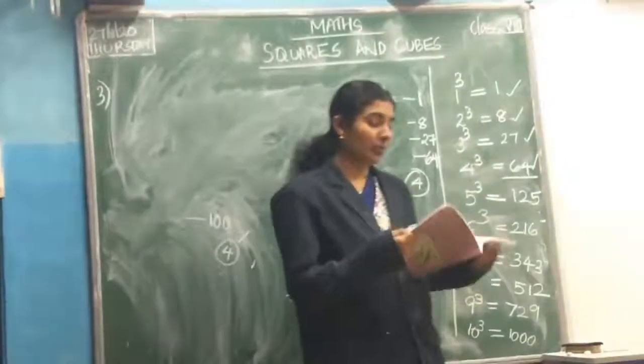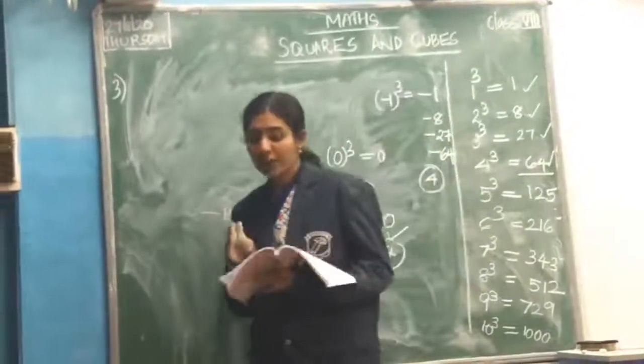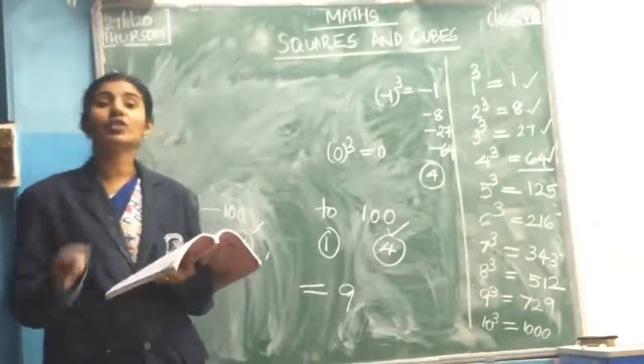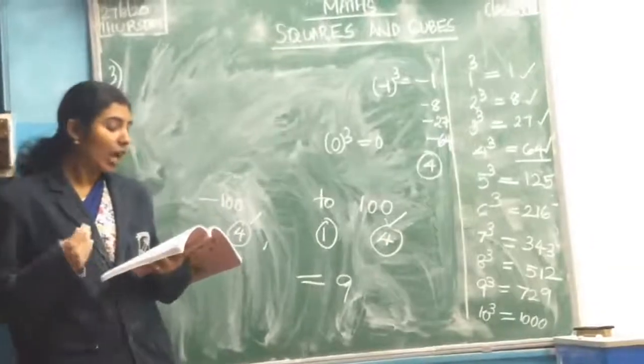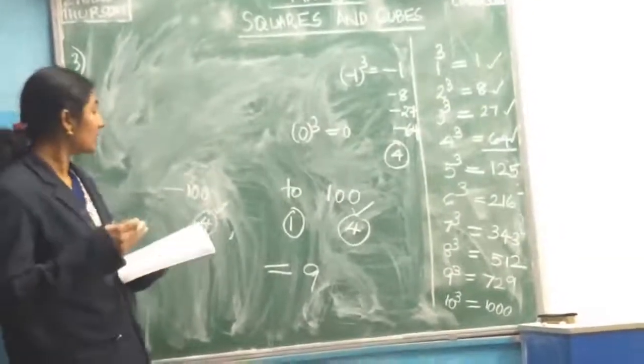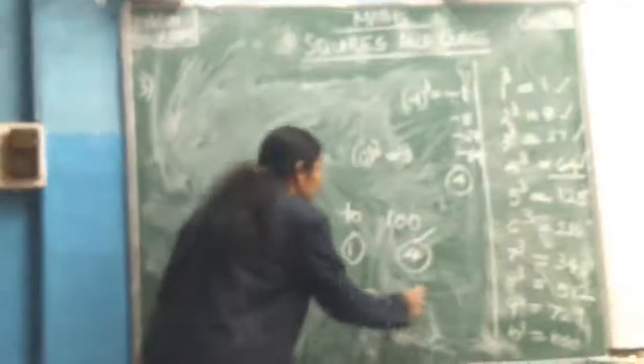So what does the question mean? How many perfect cubes can you find from 1 to 100? That is 4. Next question. How many from minus 100 to 100? That is 9.